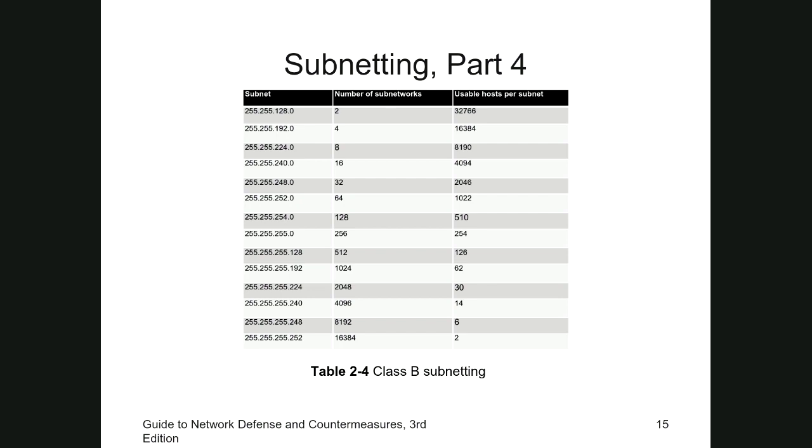There's some usability in something like that, but usually you're subnetting more in the 224.0 area. So an organization breaks its overall structure down into eight subnets, and that allows it to have 8,190, as it says, usable hosts per net. So you multiply that 8,190 by 8, and that's what it carries you through.